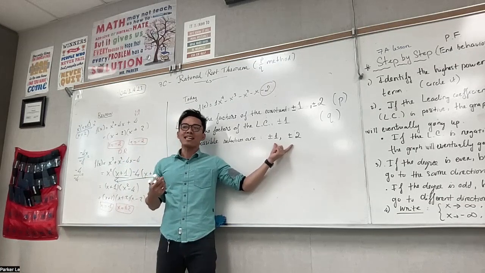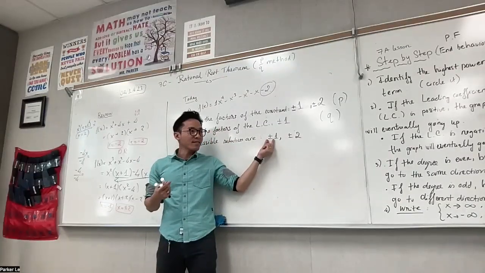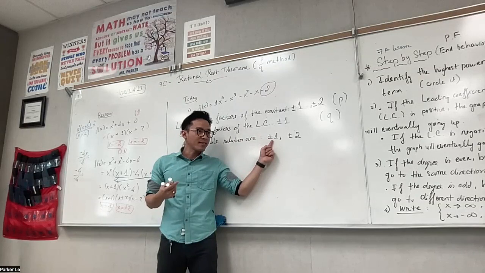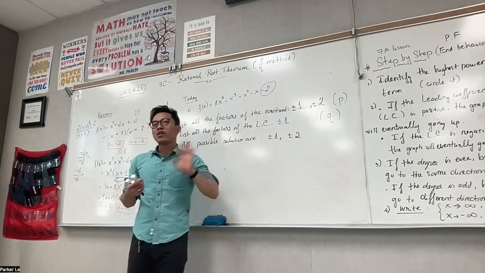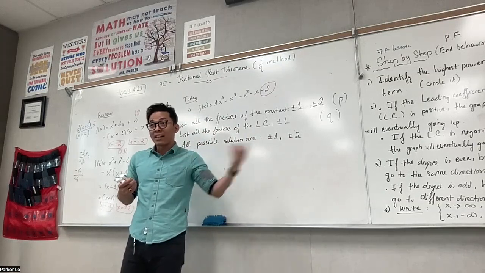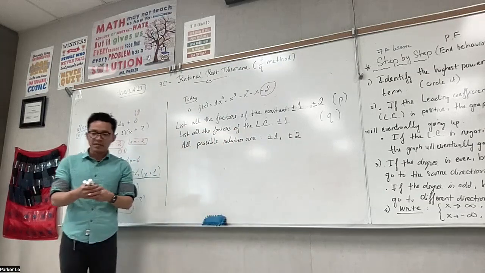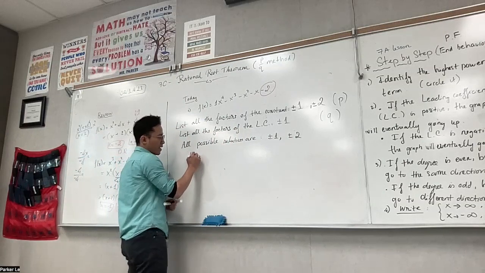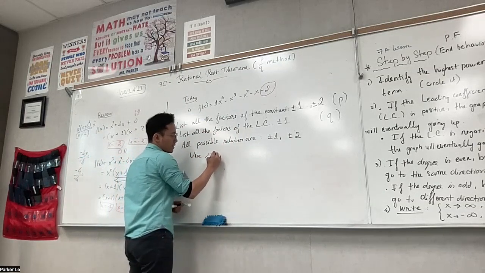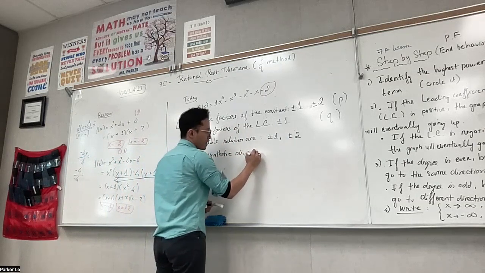Okay. How many candidates do I have? Not 2. 4. Yeah. Positive 1 and negative 1, positive 2 and negative 2. Right? I have 4. But I don't know which one is the solution. They are just candidates. So how do I know which one is the solution? I'm going to use synthetic division to check it.